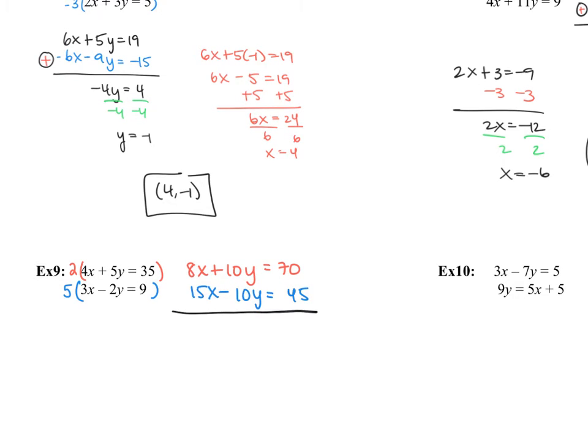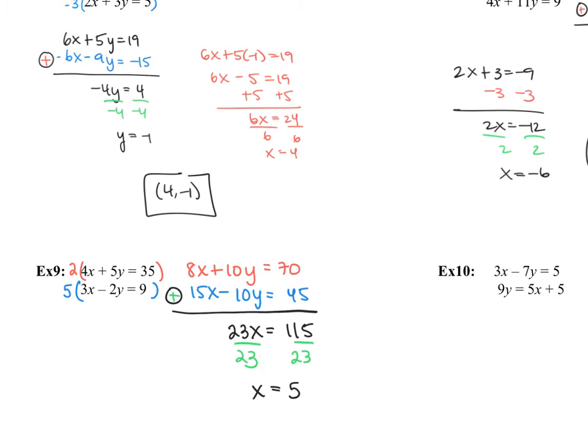So now that I have a positive 10y and a negative 10y, I can add my equations together and my y terms will cancel. This is going to leave me with 23x equals 115. Then I'm going to divide both sides by 23. And 115 divided by 23 is 5.